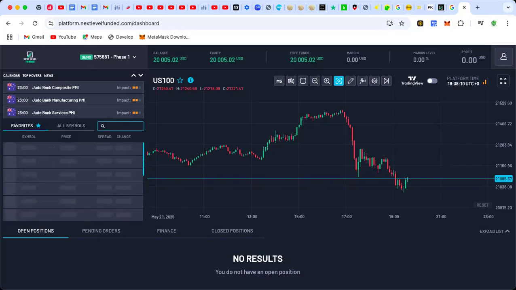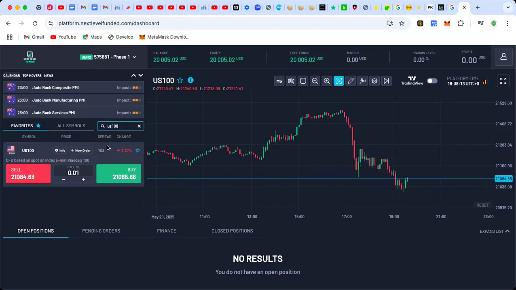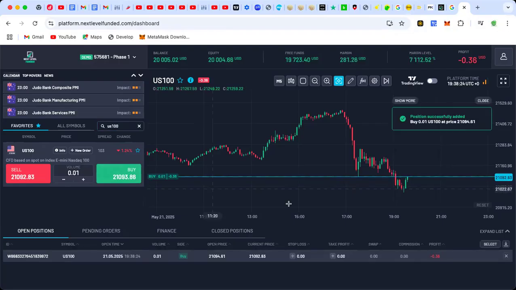Okay, that's US 100. So I can just put this lot size. I want to do little, and then I'll go to why I actually take this position. So I'm running a position in floating loss. So now let's go to support and resistance strategy, as it were.